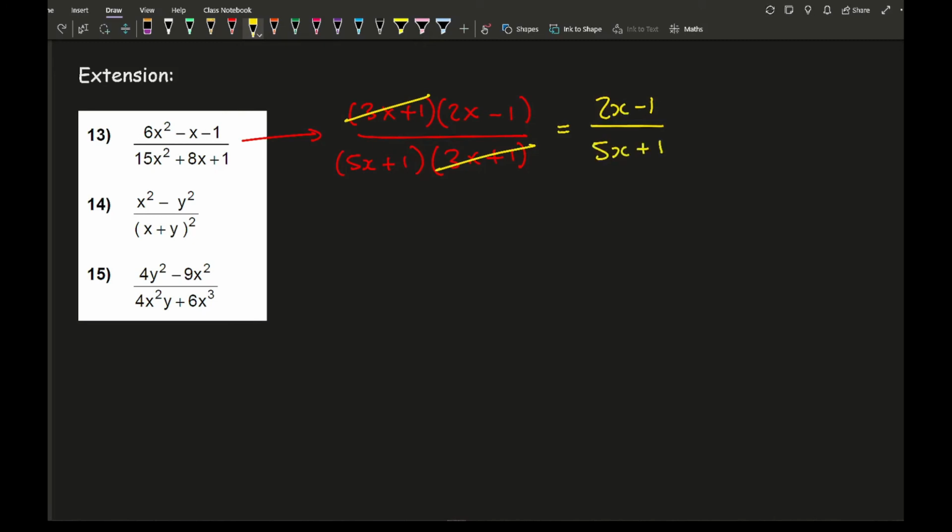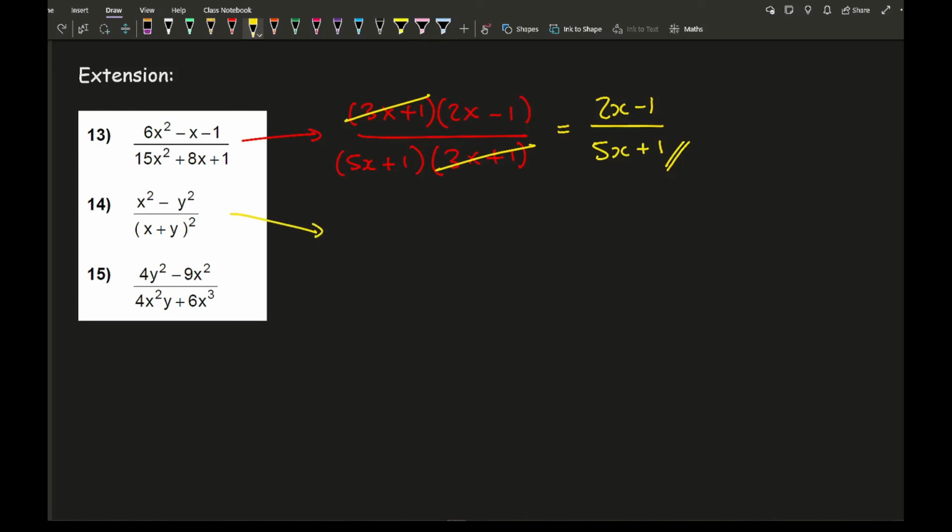Again, looking at this, I can't simplify it any further because not all the terms have got an x, and although all the terms have got numbers, they haven't got a common factor, so that there is my final answer. With question 14, it's a little bit tricky on this one.